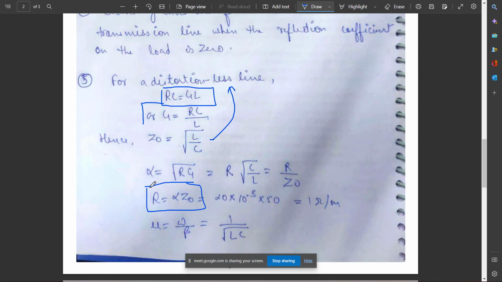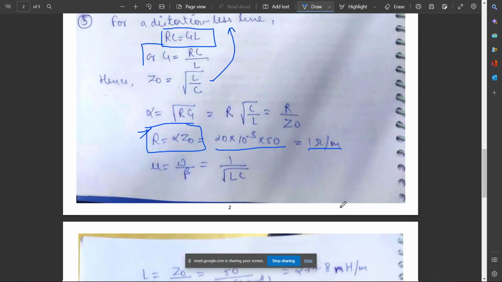So you directly told us the formula for this distortionless line, which is R equals alpha Z naught. We know all the values. We know alpha, we know Z naught. We will put it in and we will get R.